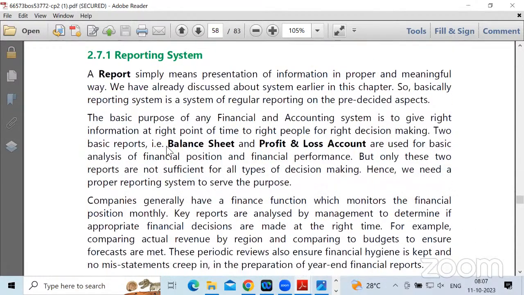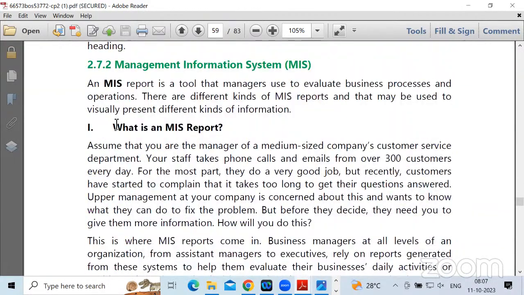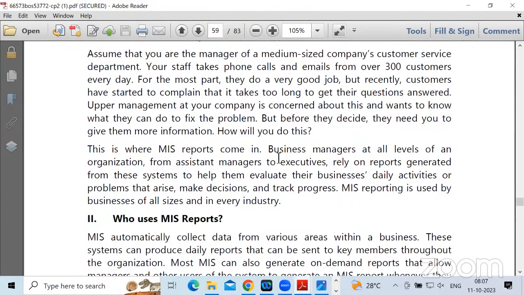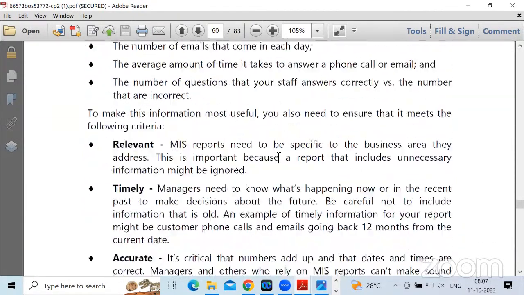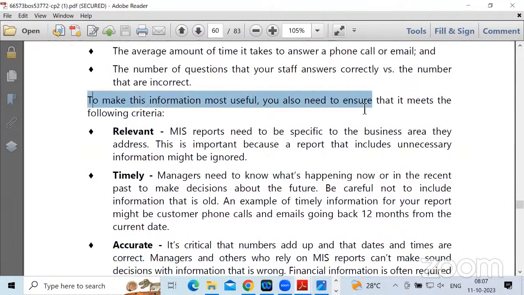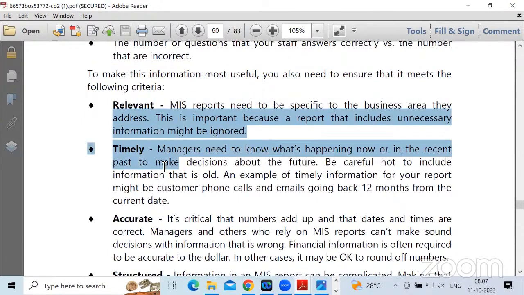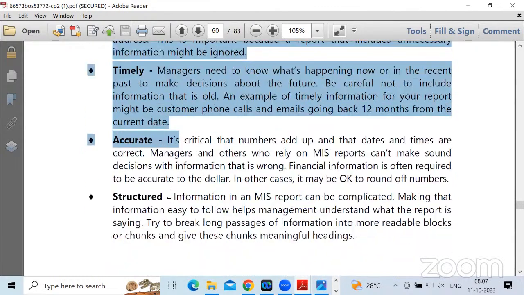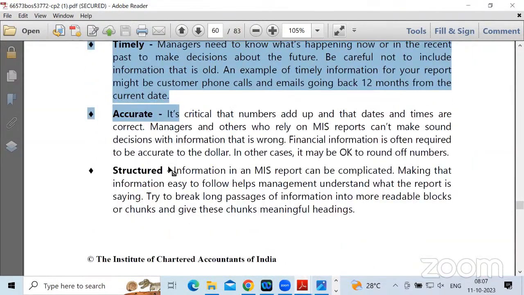Reporting, as we have seen: balance sheet and profit and loss in the reporting. MIS, management information system: two-day sales, one month sales, one year sales, then expected demand. But this is important: to make the information useful, you need to ensure the following. What are the important points related to MIS? It should be relevant, timely, accurate, and it should be valid also.